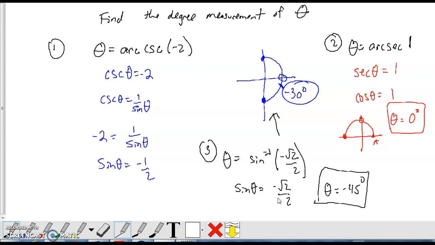So again, you can go ahead and look at your unit circle, kind of practice, pick some points, and see how we do. When we come back, we're going to talk about how we can use our right triangles to help find our inverses.